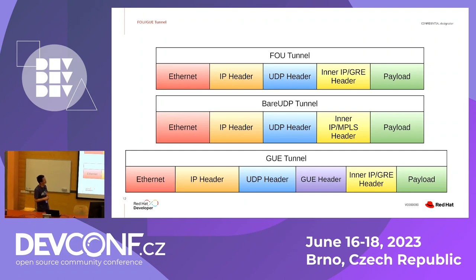Also, VXLAN encapsulates layer 2, while Geneve could encapsulate layer 2 or layer 3, so it's more flexible. So many sources say this could become the new future tunnel we can use on OVN, and OVN is currently still using the Geneve tunnel as the default tunnel. So that's almost what we talked about on what Linux supports now.